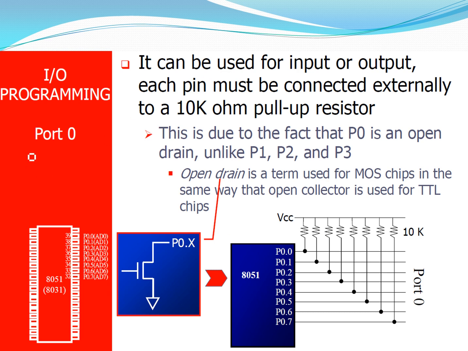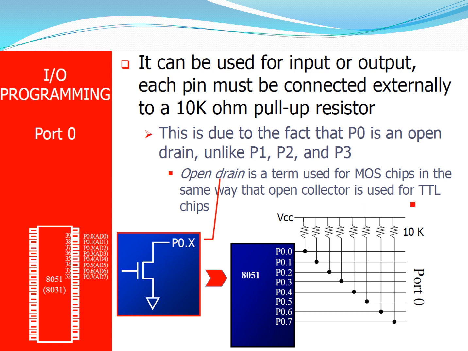First, let's consider port 0. Port 0 can be used as an input port or an output port, and each pin must be connected externally to a 10 kilo ohm pull-up resistor, because internally port 0 is open drain if it is a MOS chip. MOS means metal oxide semiconductor chips. You can see here, this is the MOSFET. This is the source terminal, this is the gate, and this is the drain. So the drain is open.